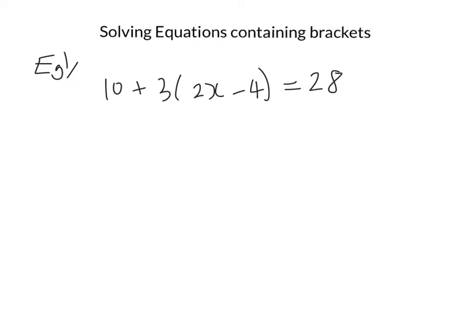So the 10, which is going to be added on to the bracket, we leave for a second. And we look at expanding the bracket. We've got 3 times 2x, which is 6x, and we have 3 times minus 4, which is minus 12. And that equals 28. We then simplify. So on the left-hand side, are there any terms that are the same? There are. The 10 is a number and the minus 12 is a number. So we can do 10 take away 12, which is minus 2.